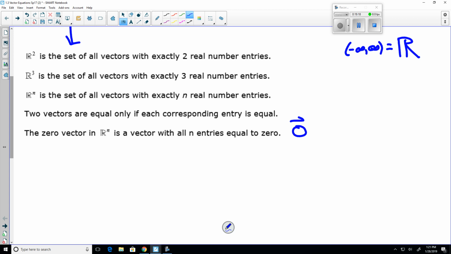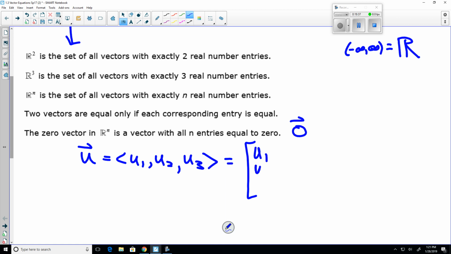And sometimes we'll use U and V. So this U might have these entries, right? So this would be the same as writing this. And we will say that is in R3. That's a member of the set of R3 vectors.